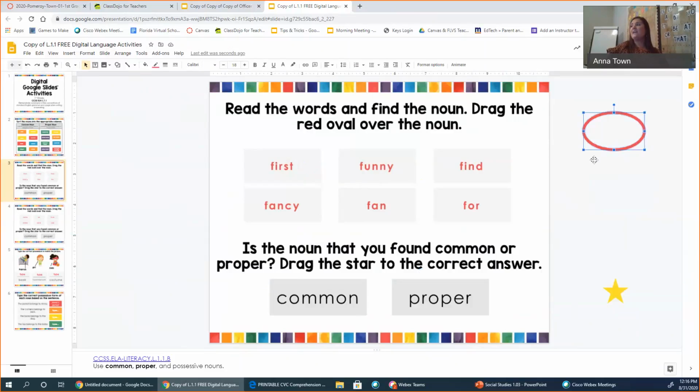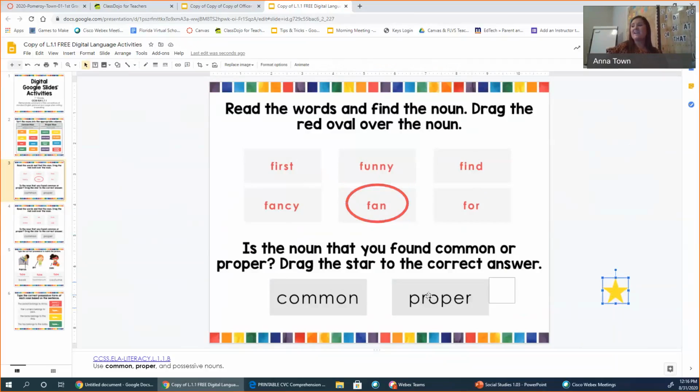Fan. A fan is a thing. It is a noun. First, find, and for are verbs. It's an action. Funny and fancy are adjectives. Those are describing words. Fan is our noun. Now, I want you to take a look at fan. Is fan a common noun or is it a proper noun? It's a common noun. Good job.